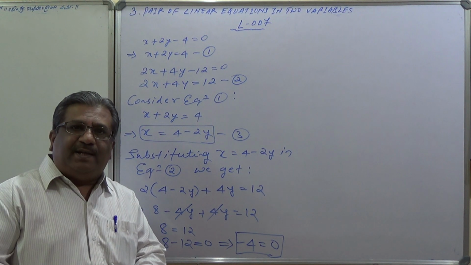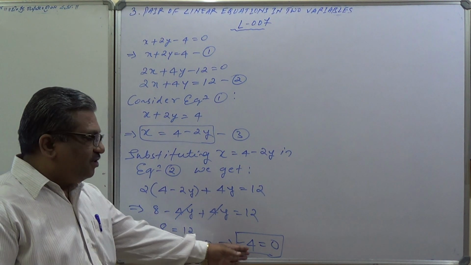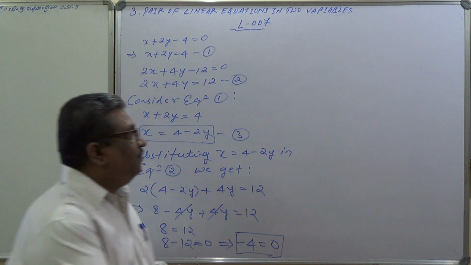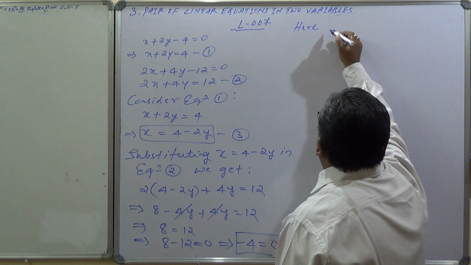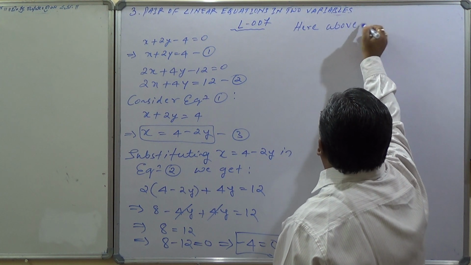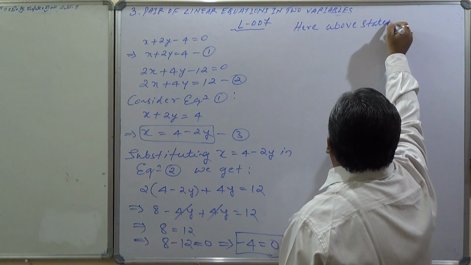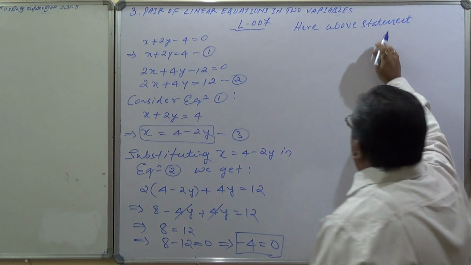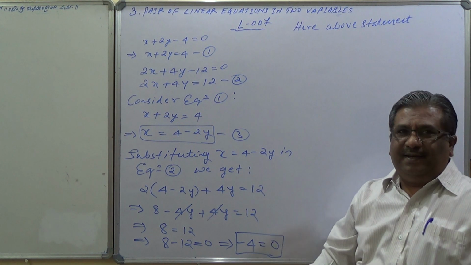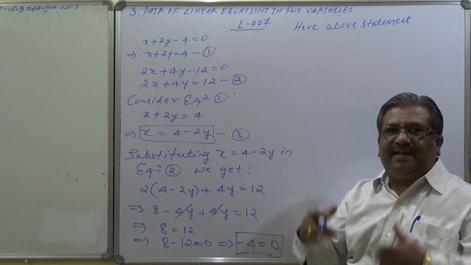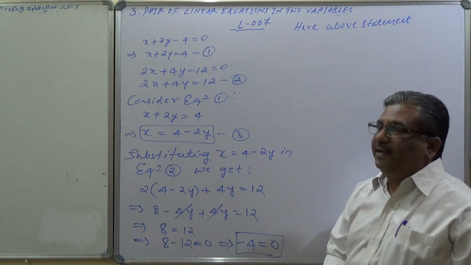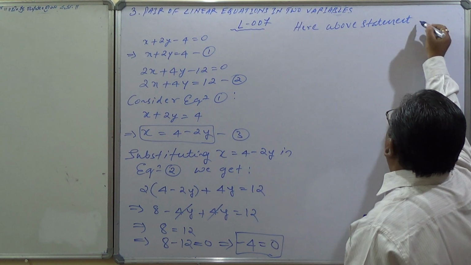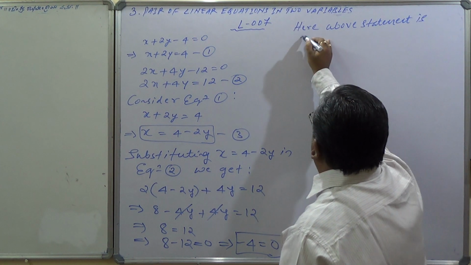What do you mean by minus 4 equals 0? This statement is false. Here, the above statement means I am writing below this. You should interpret it that way while writing in your notebook. This statement is false. This is what I am writing over here: the above statement is false.